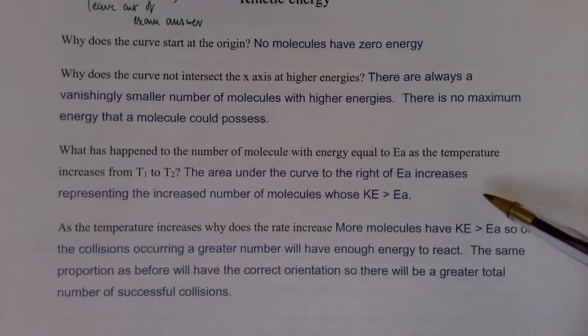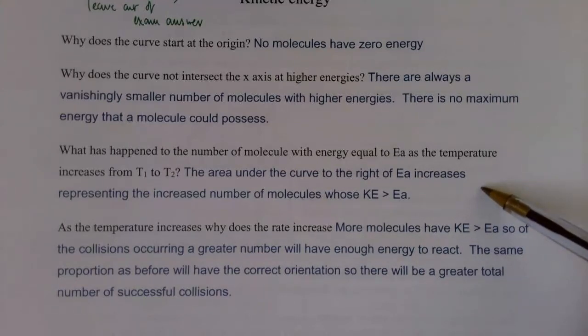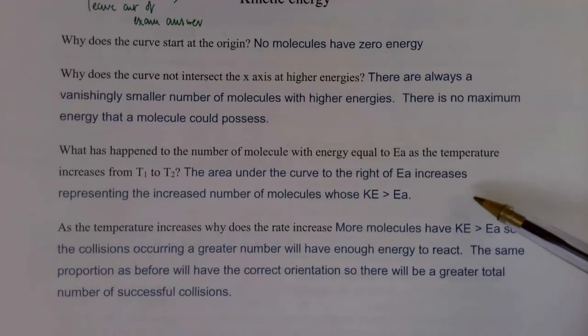So if you remember, we looked at our area under the curve as we went from T1 to T2. So the area under the curve to the right of the activation energy line is increasing. And this is the main reason why, as you raise the temperature, you get a faster rate of reaction, because there are an increased number of molecules whose kinetic energy is greater than or equal to the activation energy. And that's the key factor.